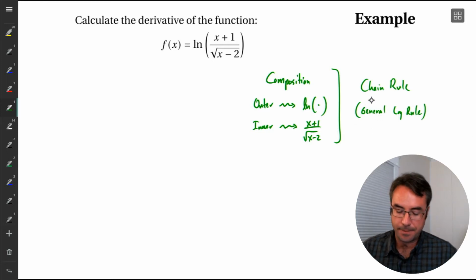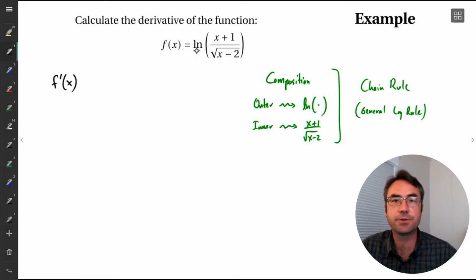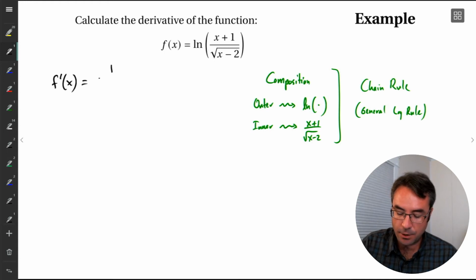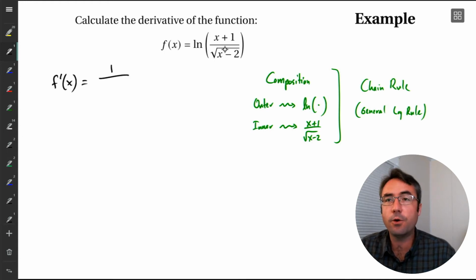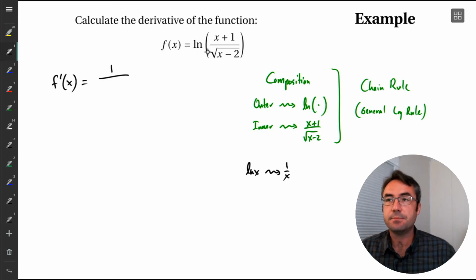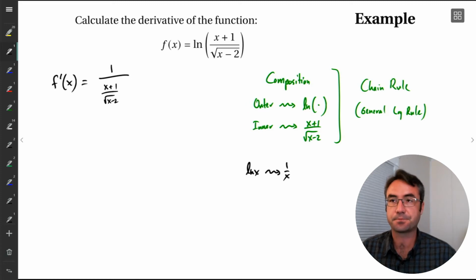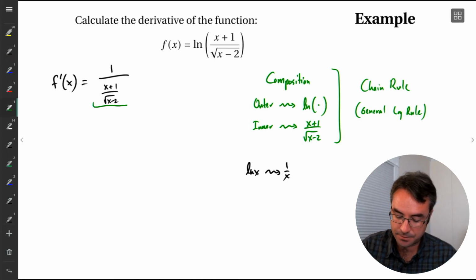So how would it work? Well, we start by differentiating our outer function. So what's the derivative of natural log? Well, it's 1 over whatever was originally inside the log function. So the derivative of natural log x would be 1 over x. But here, it's going to be 1 over our entire inner function, so it's going to be 1 over x plus 1 over square root x minus 2. So that's the first piece of this. That's the derivative of our outer function.